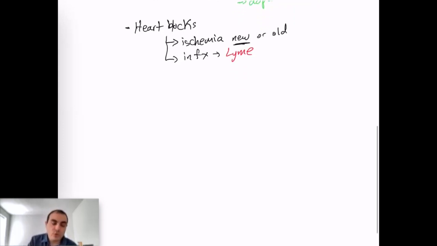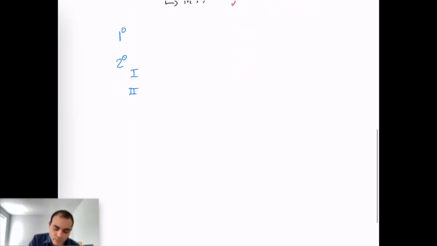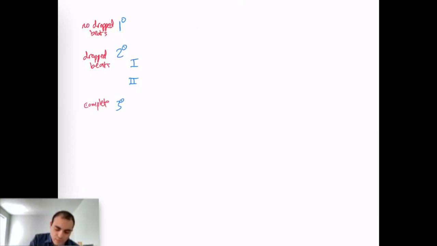So I'm just going to review with you the heart blocks since we're talking about it, okay? So what types of heart block do you have? You have first degree heart block, and you have second degree heart block, 2 types, Mobitz type 1, Mobitz type 2, and you have a third degree heart block or complete heart block, okay? So remember, in first degree heart block, there are no dropped beats. In second degree heart block, there are dropped beats. And in third degree heart block, it's complete heart block, okay?